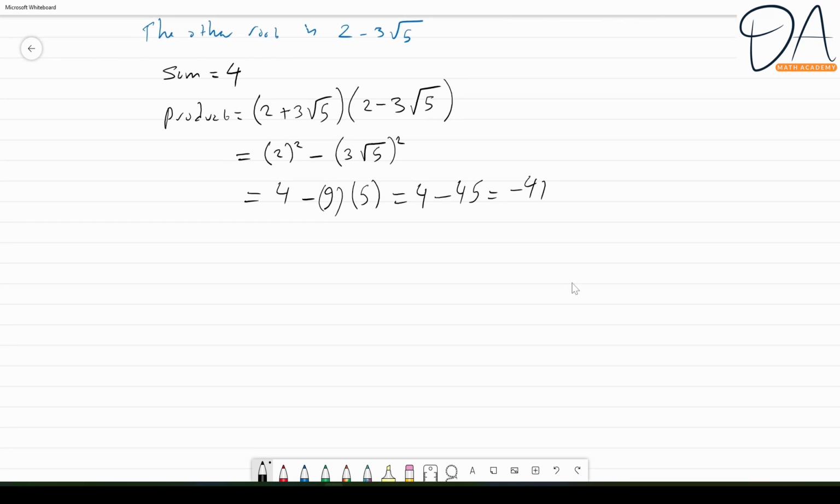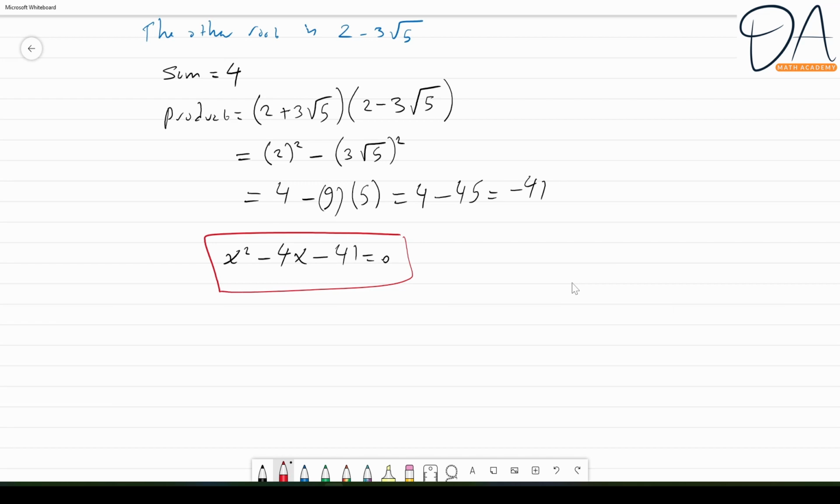So then our quadratic equation will be x squared minus the sum, 4x, plus the product, and the product in this case is minus 41. So plus and minus will give you minus. So you get minus 41 equal to 0. And this is the required solution.